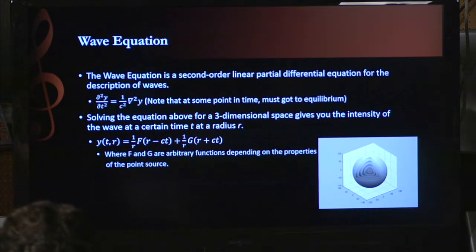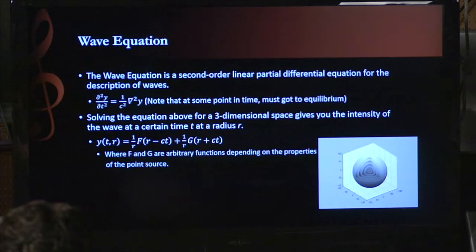So the wave equation for a regular wave is described as the second order partial derivative of the displacement of the air molecules with respect to time, which equals the speed of sound squared times the second order gradient with respect to the position in which it travels. Note that at some point in time, both of those are equal, which implies that at some position and at some time, as the sound travels, it's going to equal the sound that's around it.